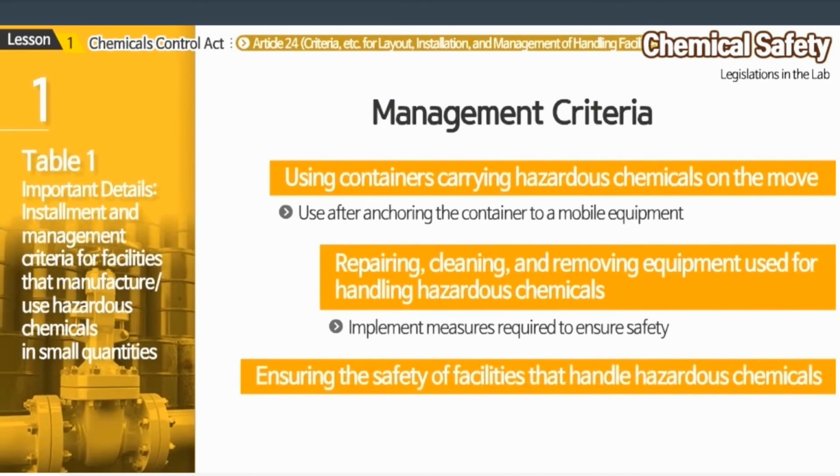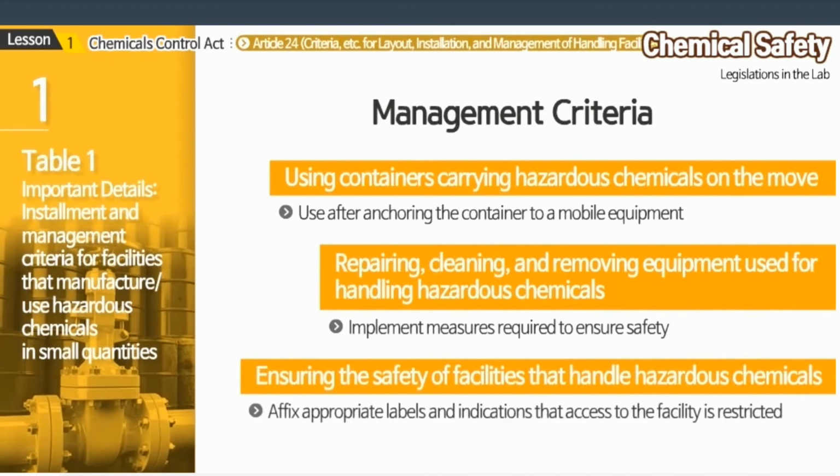To ensure the safety of facilities that handle hazardous chemicals, appropriate labels and indications clearly stating that the facility handles hazardous chemicals or that access of unauthorized personnel is restricted must be affixed in appropriate areas. Also, protocols must be established to prohibit the access of unauthorized personnel.